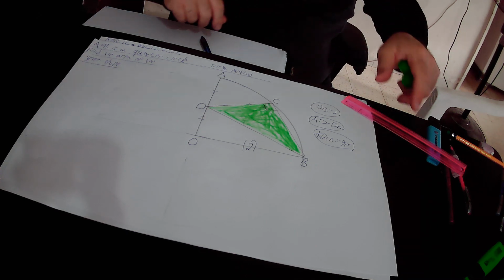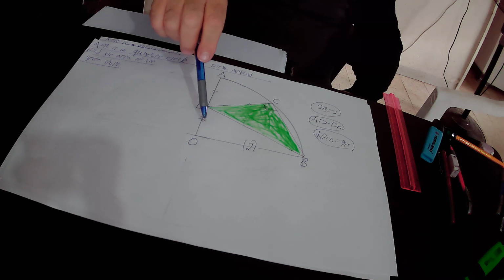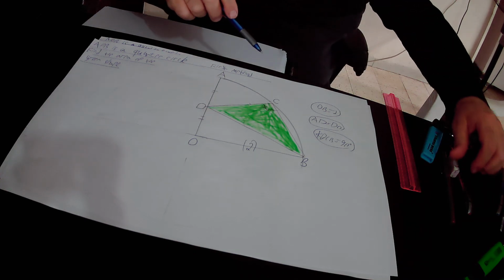Okay, so first of all, we know that AOB is a quarter circle. Therefore, this angle AOB must be equal to 90 degrees in its size.